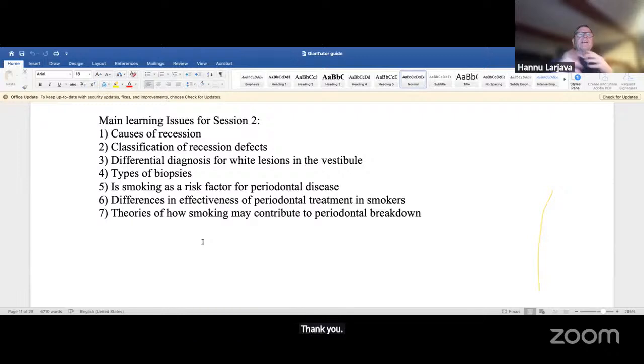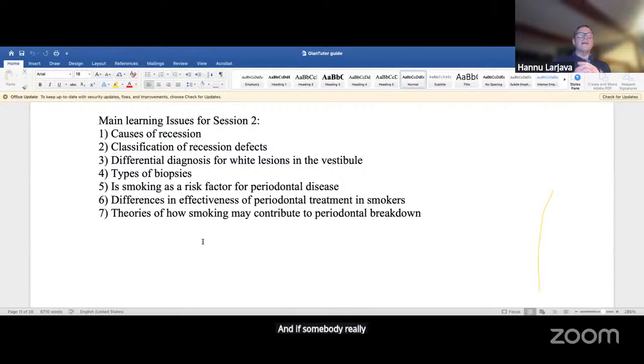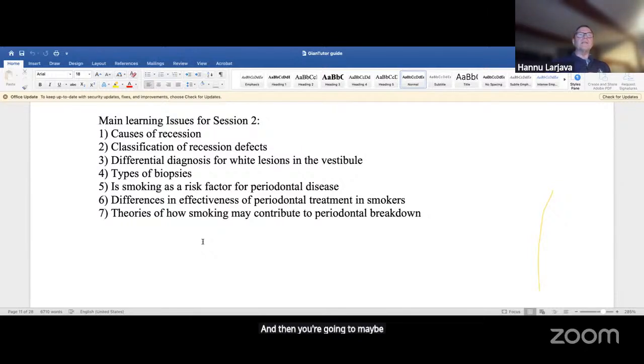So we didn't have to do it on the fly. That would have taken forever. So it was good that people had prepared for those answers. And if somebody really wants to have the tutor guide, I think some of your answers were more comprehensive than what we have in the tutor guide. But if you want to have it, SAIF can send you a copy of the tutor guide, and then you can maybe fill in the voids that we had in the guide.